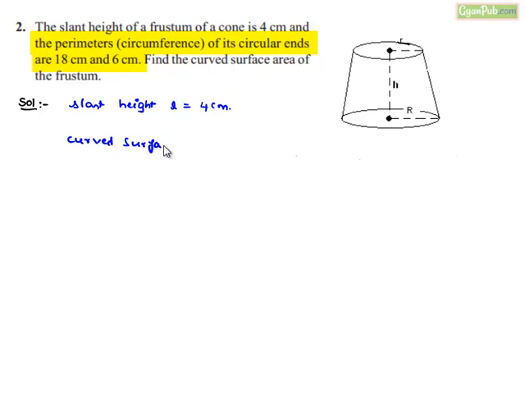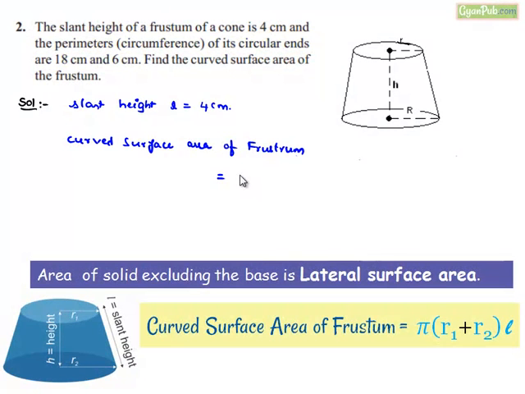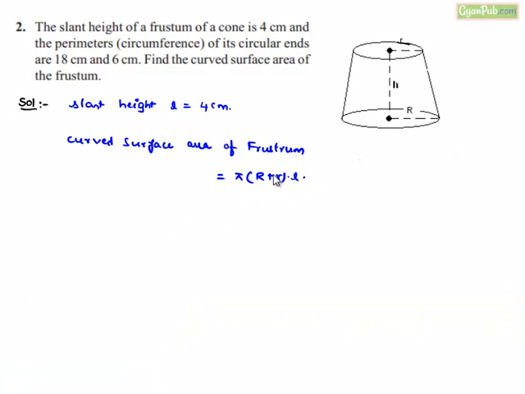We know that the curved surface area of a frustum is equal to pi into the sum of radii of the two circular ends into slant height L. But we need the values of capital R and small r. But he has not given the values directly, but he has given the perimeters. So here the perimeters of the circular ends are given as 18 centimeters and 6 centimeters.